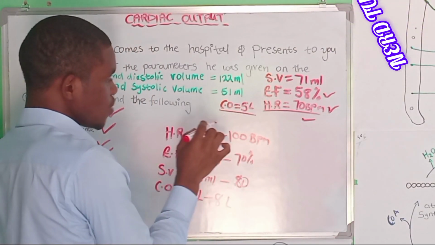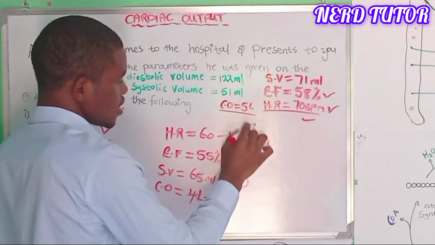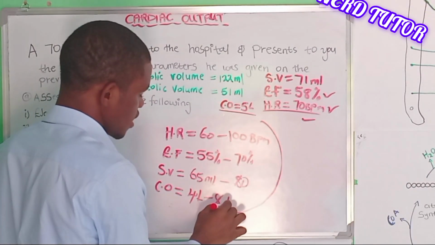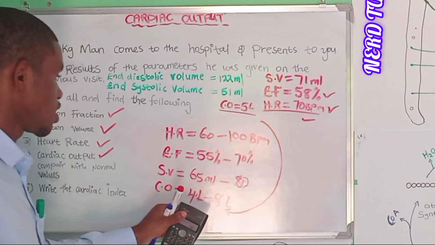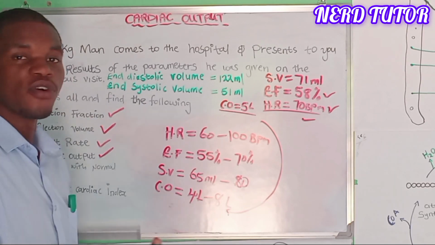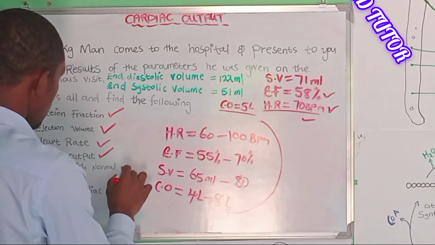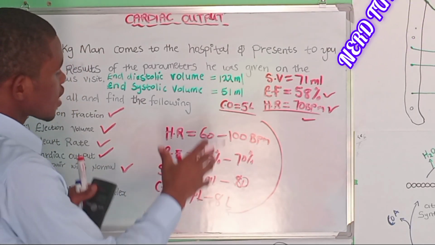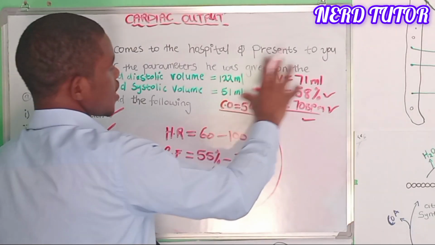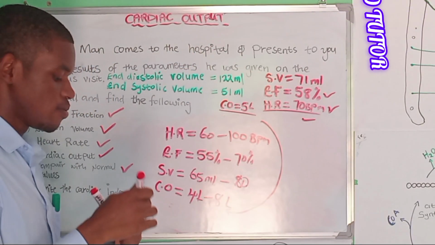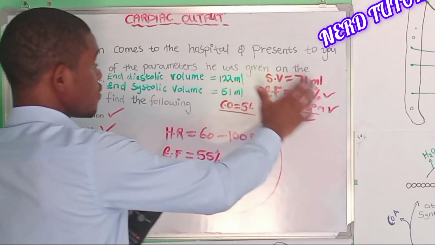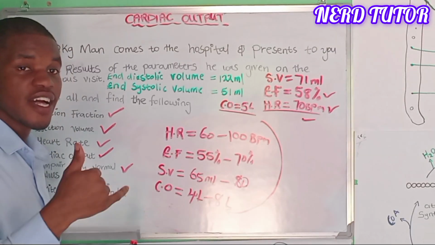Can we compare this to the normal range? Is it falling within the range? Yes, it is falling within the range. So it is normal. So we have solved for this. We have compared the normal ranges to the values that we have calculated for this man, and everything that we have solved is falling within the range.